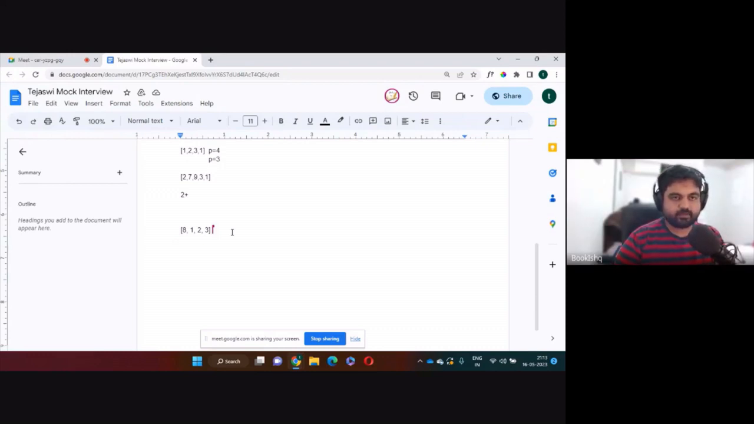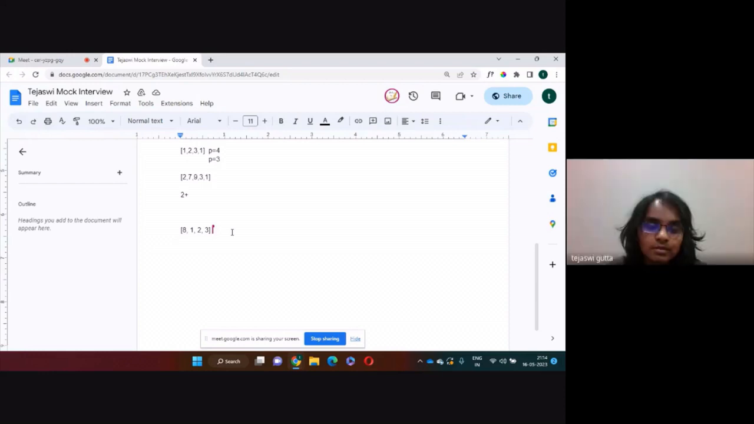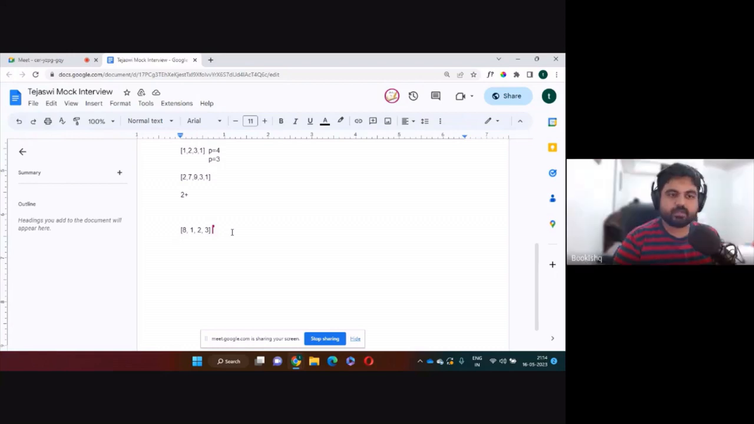So, are you confident with your approach, or do you want to put any more thought into it? If you are confident, we can go ahead with the coding. I'm confident that it should work. Okay. What would be the time and space complexity for this approach?